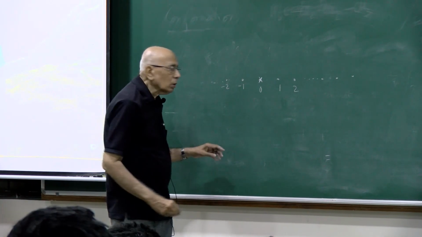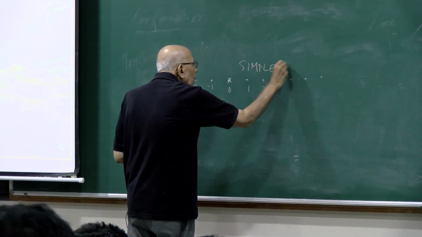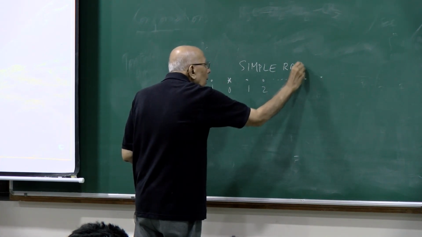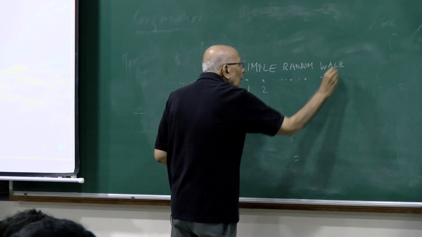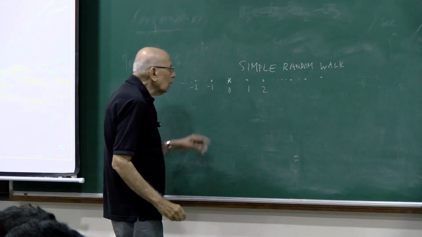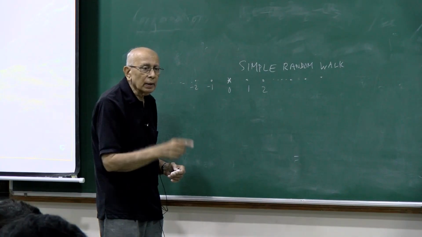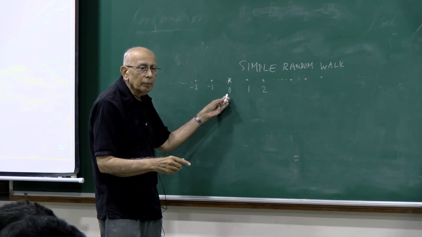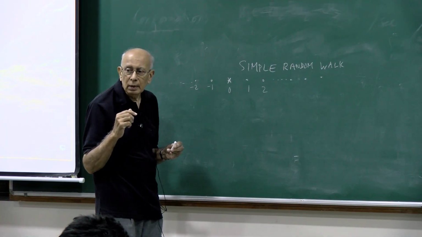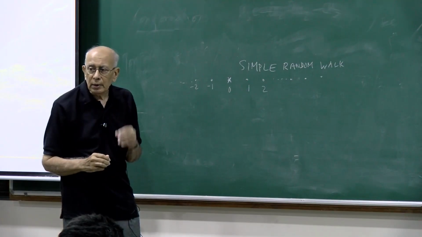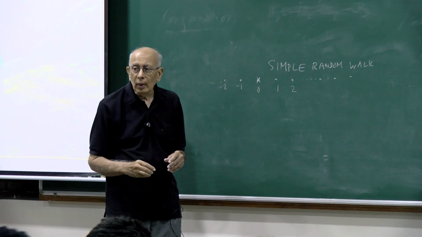So the rule is the following. It's called a random walk. This is called a simple random walk. I toss a coin. If it's heads, I take a step to the right, to the next integer. If it's tails, I take a step back to the left, next integer. And I do this at the end of every 1 second. The question is, after n seconds, where am I?